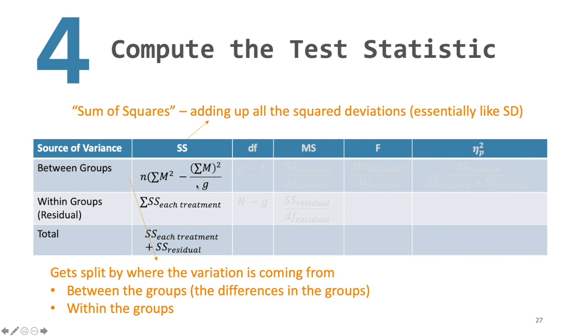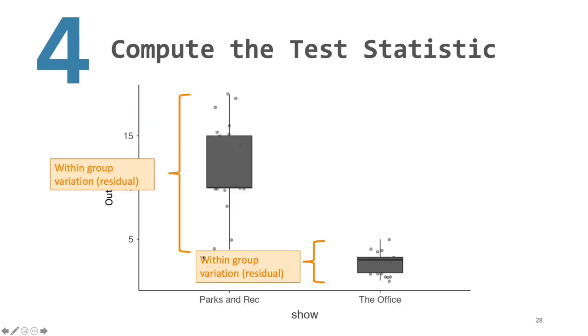So we have the between groups variance, that's what this is trying to get at. And then we have the within groups variance, which is what this is trying to get at, and then you have the total variance. To help illustrate that, let's say this is our data. We are looking at some outcome, and that's Parks and Rec in the office.